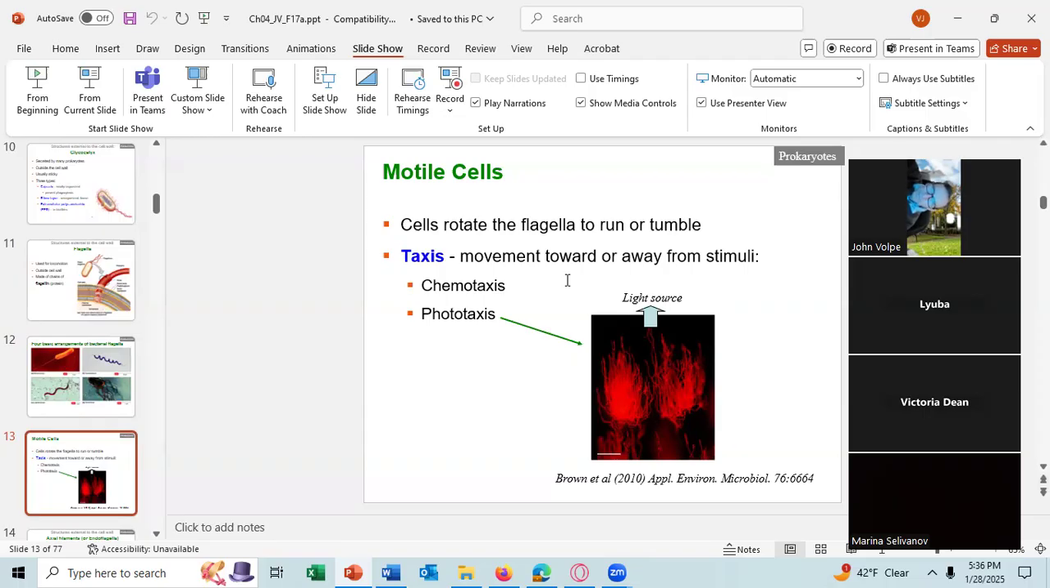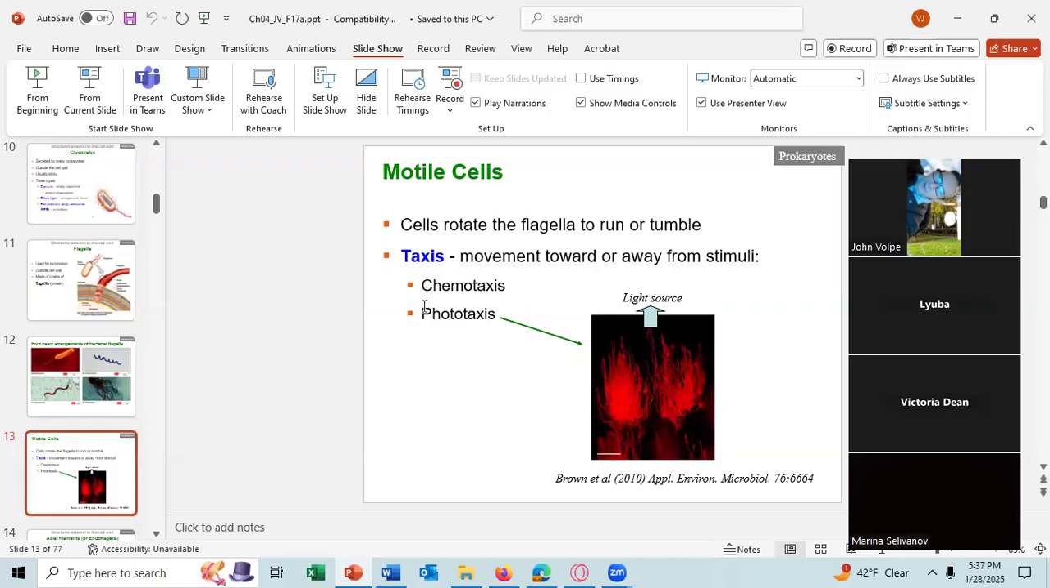In bacteria, we have two types of taxis, chemotaxis and phototaxis. Chemotaxis means the cell responds to some chemical. Doesn't matter if it swims towards the chemical or away from the chemical. Either way, it's chemotaxis. The cell moves in response to a stimulus, which in this case is a chemical stimulus.